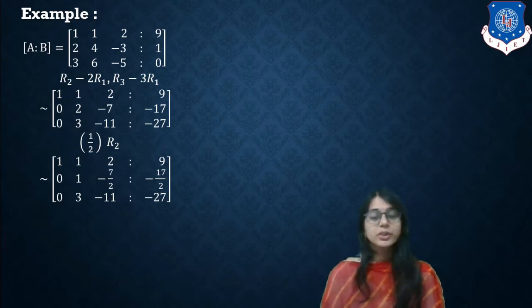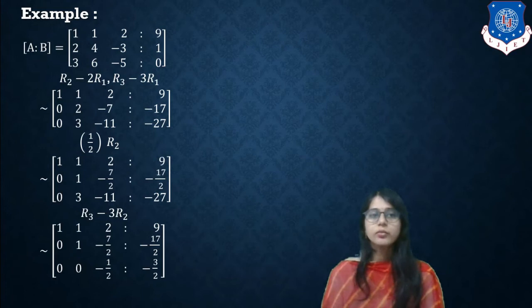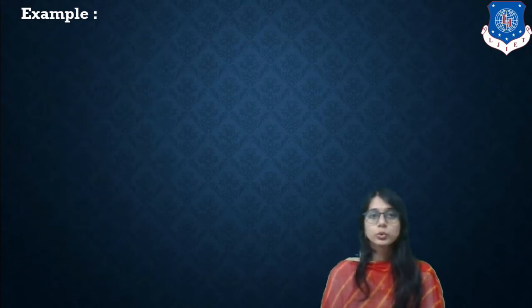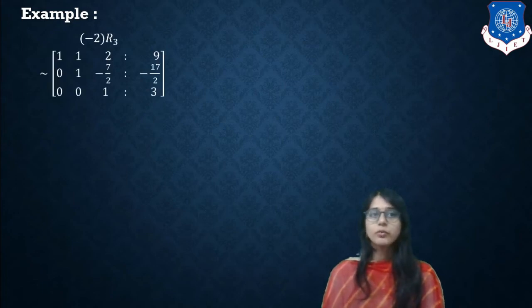Now, as per the property of row echelon form, we convert the 3 in R3 into 0. So we take R3 - 3R2. We get 1, 1, 2, 9; 0, 1, -7/2, -17/2; 0, 0, -1/2, -3/2. As per the row echelon form, we need a leading one in row 3, so we multiply R3 by -2. We get 1, 1, 2, 9; 0, 1, -7/2, -17/2; 0, 0, 1, 3.